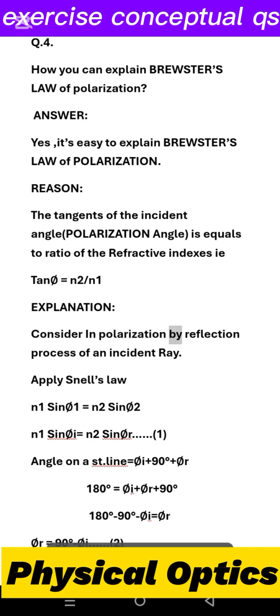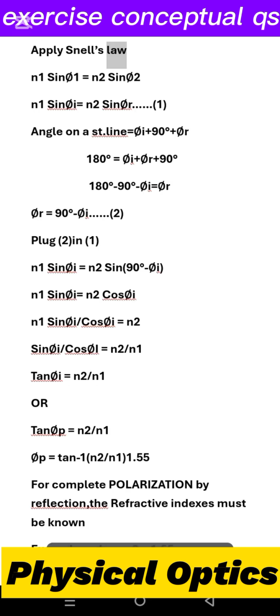Consider the polarization by reflection process of an incident ray. Apply Snell's law. n1 sin φ1 equals n2 sin φ2, i.e. n1 sin φI equals n2 sin φR. 1. Angle on a straight line: 180 degrees equals φI plus 90 degrees plus φR. So φI plus φR equals 90 degrees, and φR equals 90 degrees minus φI.